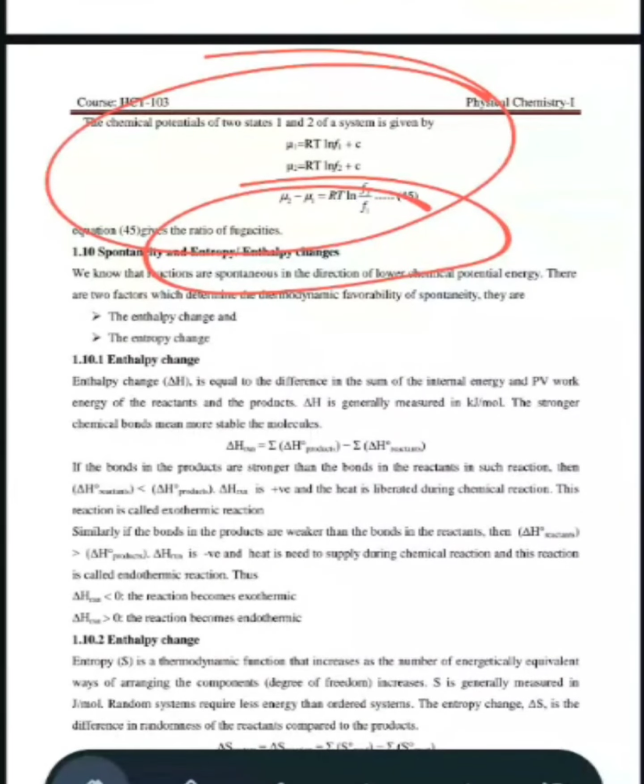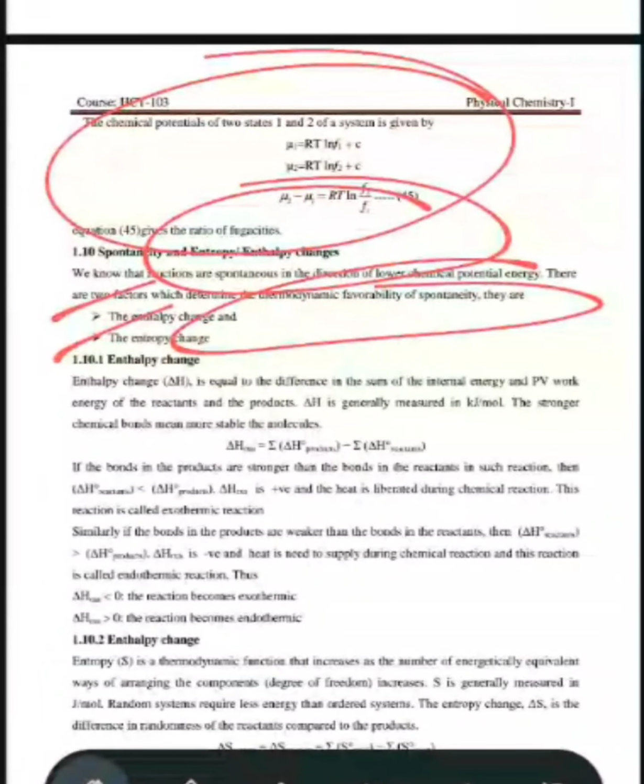Spontaneity, entropy and enthalpy. Here are the two factors which determine the thermodynamic favorability of spontaneity, that is enthalpy change and entropy change. Enthalpy change is the change in the sum of internal energy and the product of pressure and volume. And entropy is the measure of the system's thermal energy per unit temperature.